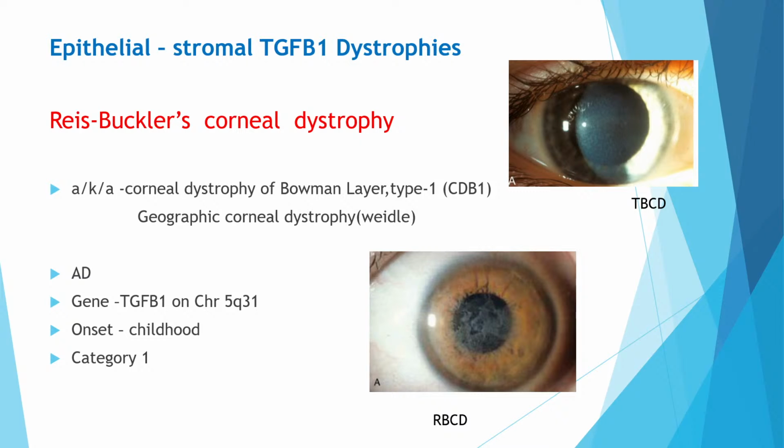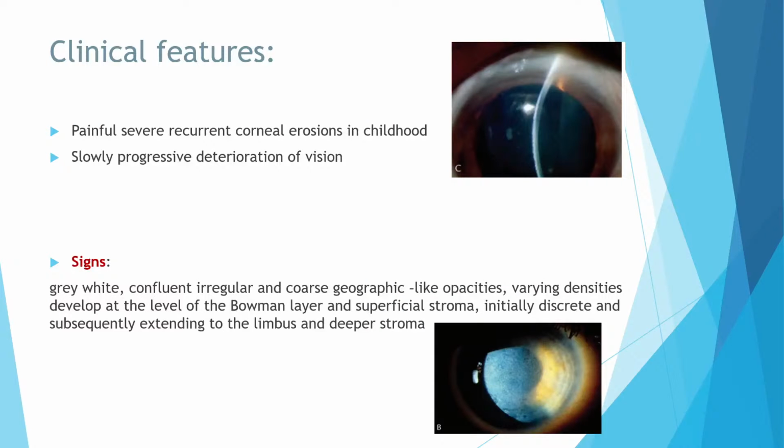In Reis-Bücklers corneal dystrophy, it starts in early childhood. Recurrent erosions are more common, more frequent and more aggressive. Initially corneal opacities are seen with clear intervening spaces, and they later extend to the limbus and deep stroma.